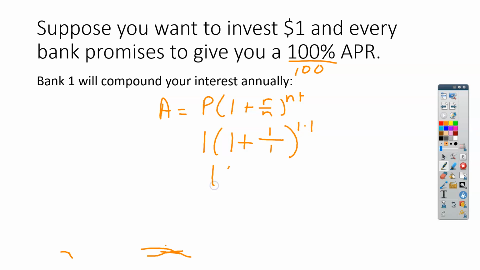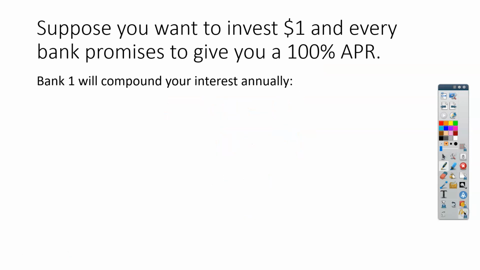Now, let's take a look at this. This is 1 plus 1, which is 2. 2 to the first power is 2, so the answer is 2. So basically, and if you think about it, it makes sense anyway. They're telling you they're going to give you 100% of what you invested by the end of the year. So you have $1, they give you 100% of that, you got $2. Makes total sense, right? All right. So, 1 year.